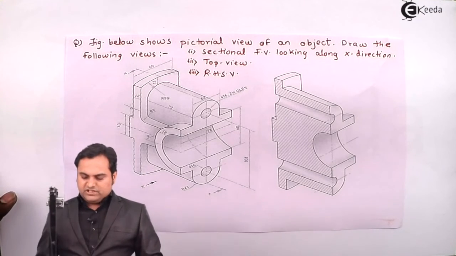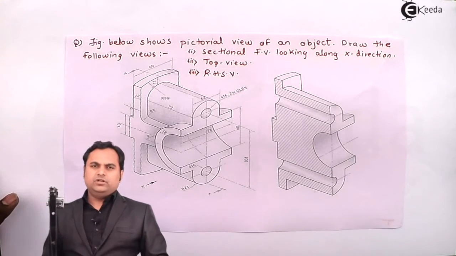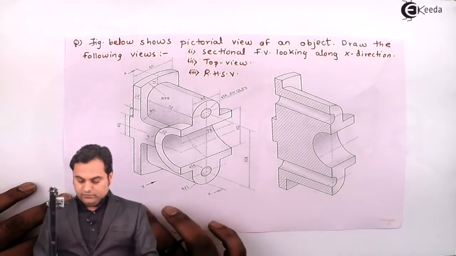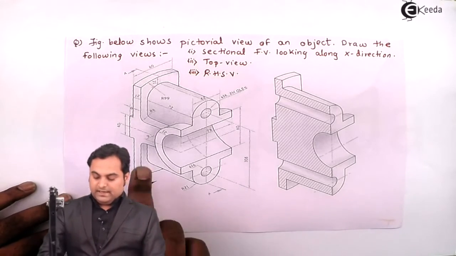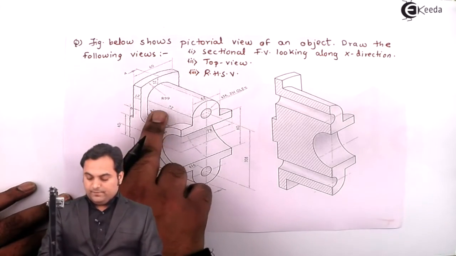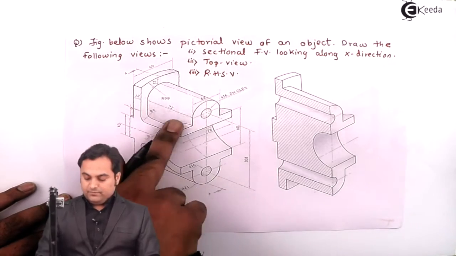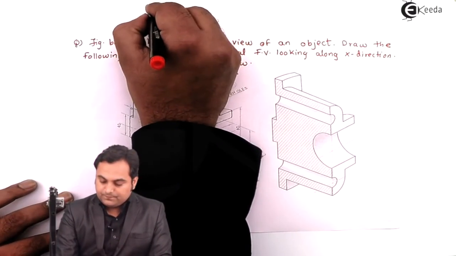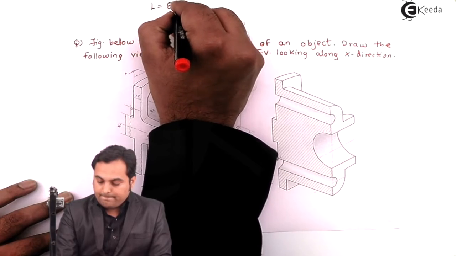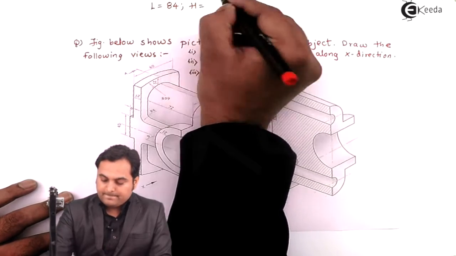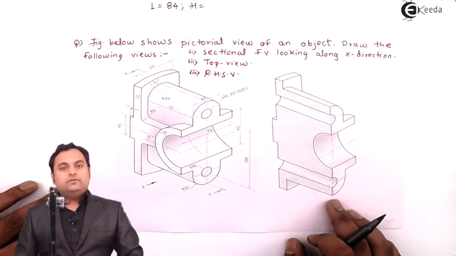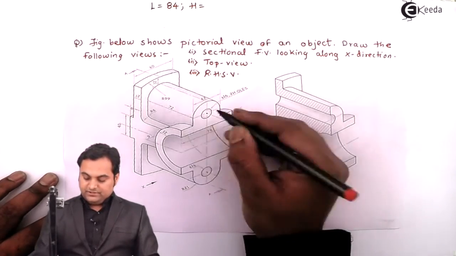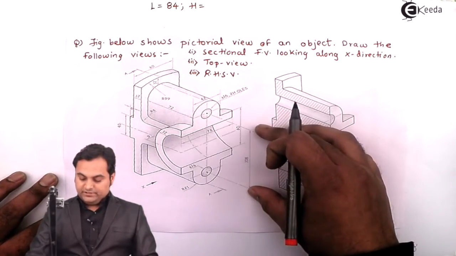Now, before we start solving the question, first get the total length, height and width of the object. For the total length, when I am looking along x direction, I'll see that length, it is 72 mm plus 12 mm, means 84 mm is the total length. Then the total height, from this center up to the center at the top, is 108 mm.